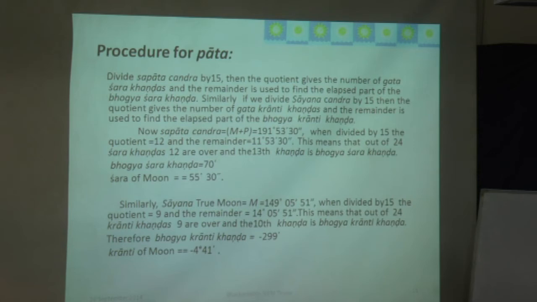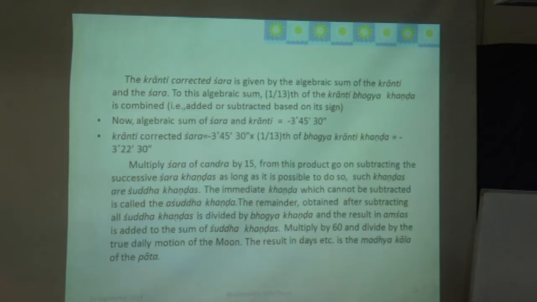In the next step, it says that the Kranti-corrected Shara has to be found out. This can be obtained by taking the algebraic sum of the Kranti and the Shara, and to this algebraic sum 1/13 of the Bhoga Krantikanda is combined. Then we get the algebraic sum of the Shara and Kranti to be minus 3 degrees 45 minutes 30 seconds. For the Kranti-corrected Shara, we add 1/13 of the Bhoga Krantikanda, and that results in minus 3 degrees 22 minutes 30 seconds.